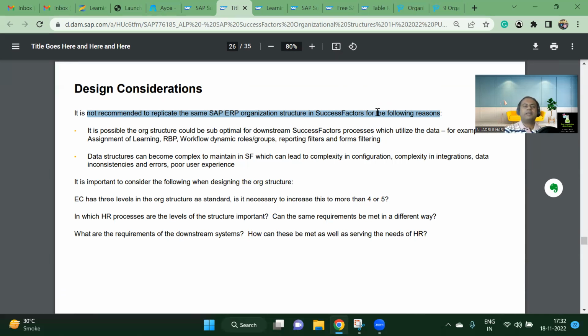People might be thinking that they have been doing the same thing for the last 40 or 50 years, so they want to replicate the same thing in SuccessFactors. It is not right, so we always have to look from a different angle. Maybe it was working fine, but moving to the cloud comes with a different mindset. You have to understand the importance of change management in an organization, whether it is structure, process, or data. It is possible the org structure could be suboptimal for downstream use of the data.